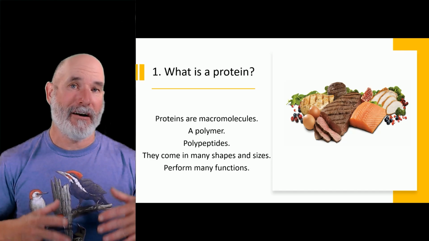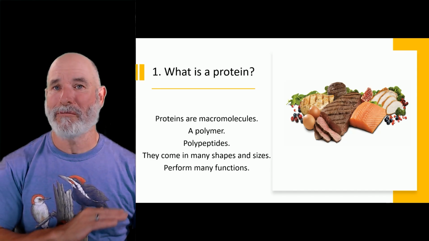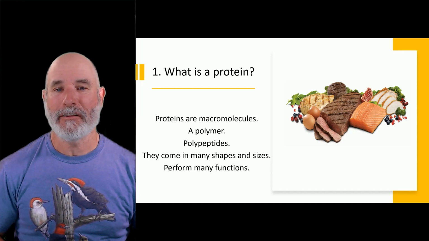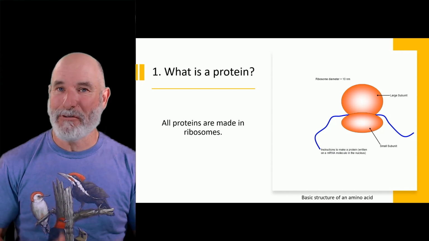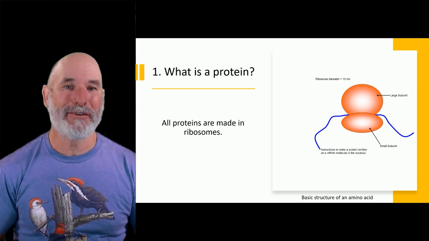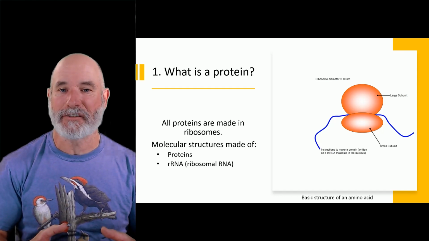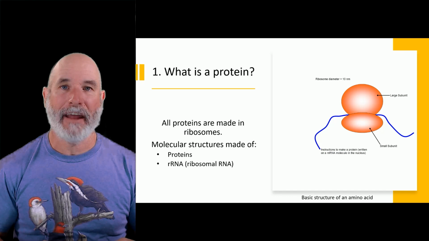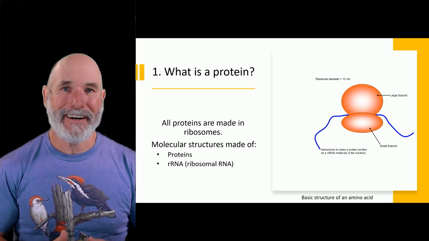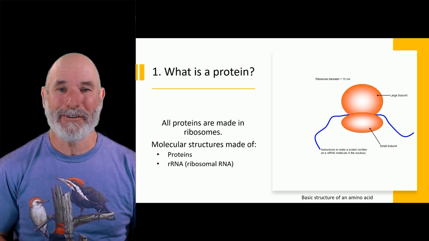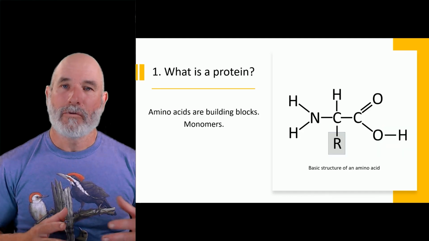And like I said, they are the workhorses of our cells for life in general, right? Because they perform so many different functions based on their structure. And importantly, every protein that's ever been made on this planet has been made in a ribosome inside of a cell. And ribosomes are these large molecular structures inside of cells made up of proteins and a special kind of RNA called ribosomal RNA. And every protein ever made is made right here in the ribosomes. So pretty cool. And a really active cell might have millions of active ribosomes.